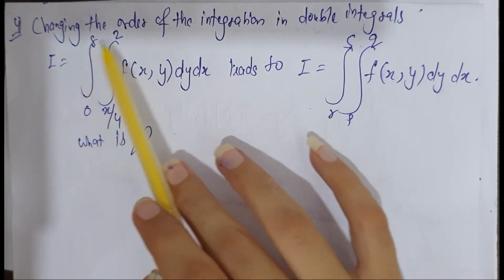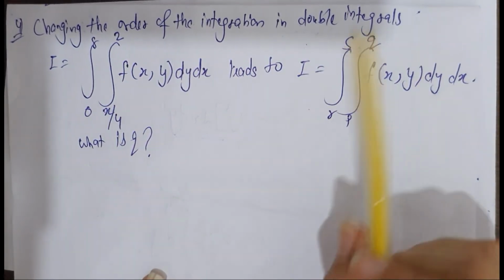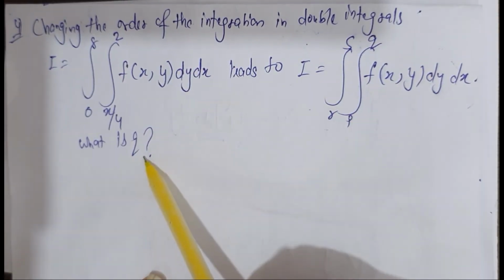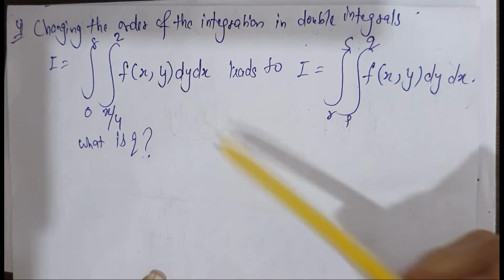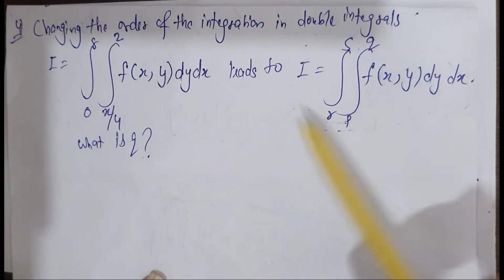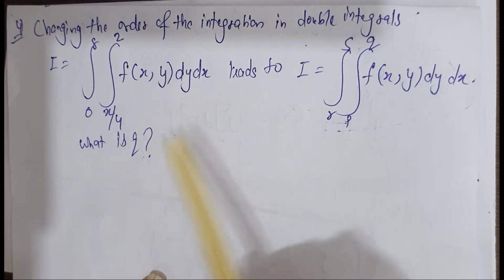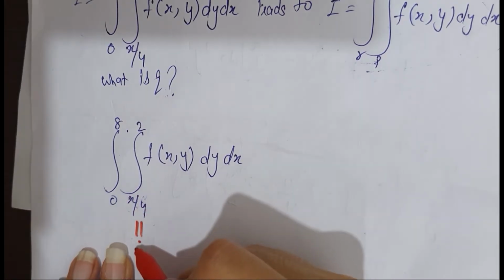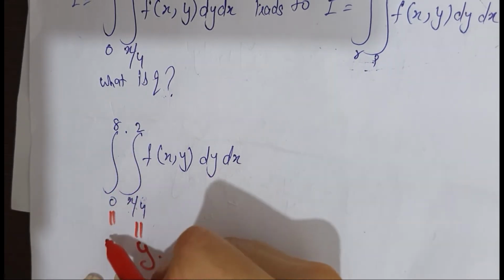Now the next question, changing the order of integration in a double integral. This function leads to this function. What is q? This function is given and we are asked to change the order of this function into this function, in which we are asked what is q. This is q. Here x is variable, so it must be the limit of y, then this is the limit of x.